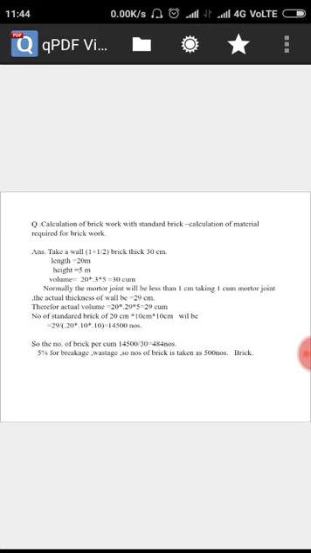So we have to calculate for 1 cubic. The number of bricks for 1 cubic volume is equal to 14,500 divided by 30, that is 484 numbers. Adding 5% for breakage and wastage, the number of bricks is taken as 500 numbers for 1 cubic.